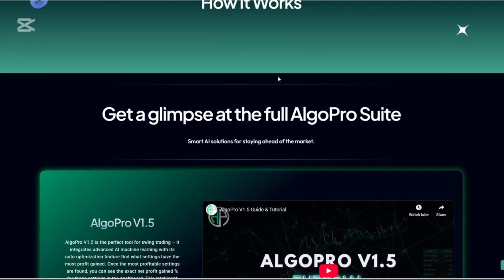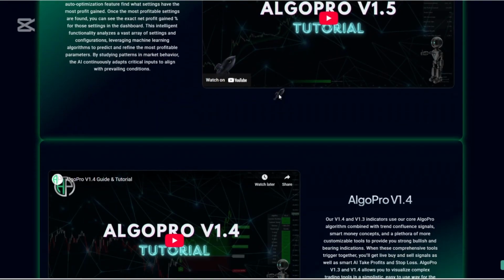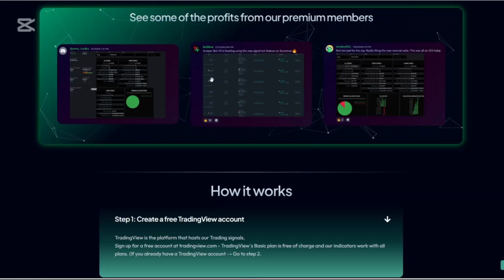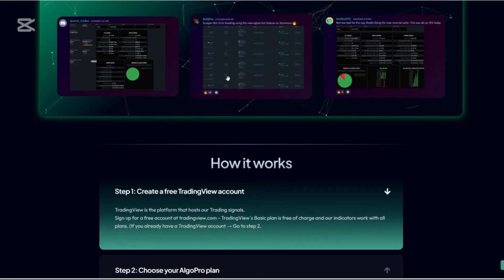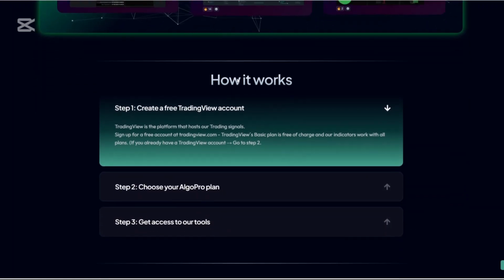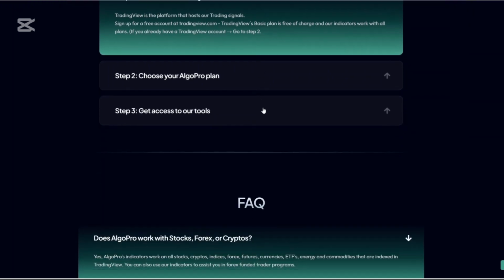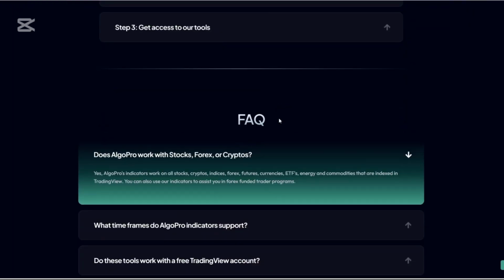Backtesting engine. You can build strategies and simulate them over past data to see how they perform. TradingView native. All tools run directly inside TradingView charts, no complex setups. And VIP Discord access. They also have regular live calls, trade setups, and market outlooks from experienced analysts on Discord.